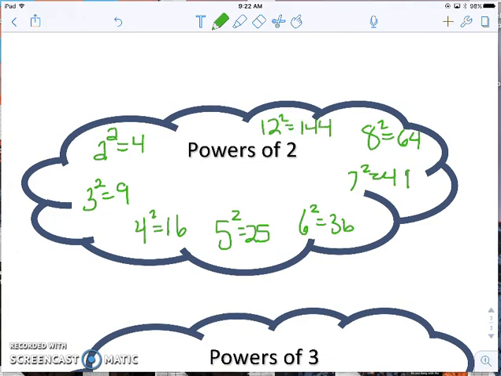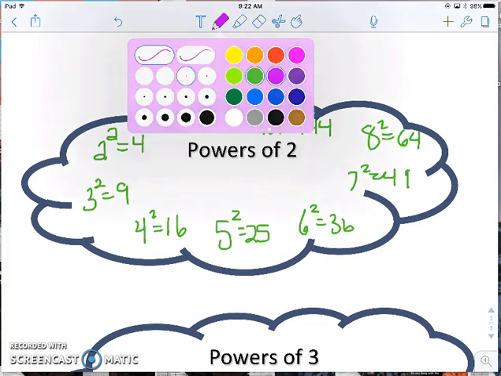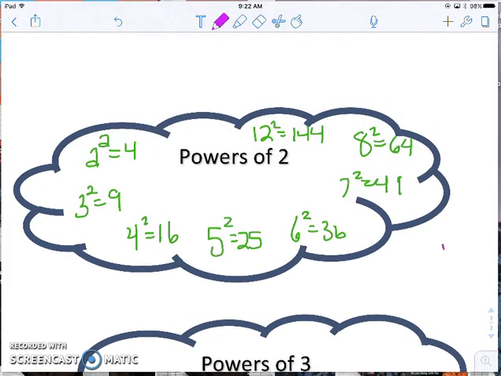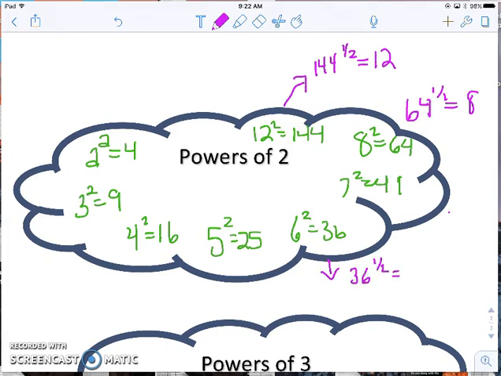You might be saying, oh, why are we doing this? It's because we're going to relate this to some fractional exponents today. So, if I said 144 to the 1/2 power, that's going to give us 12. If I did 64 to the 1/2 power, that gives us 8. If I did 36 to the 1/2 power, that gives us 6, because we're kind of thinking what number squared gives us 36.